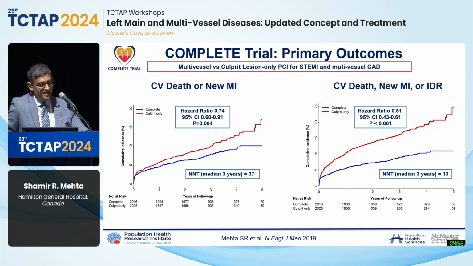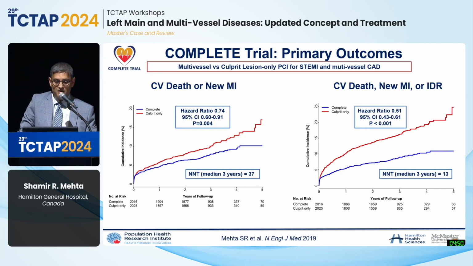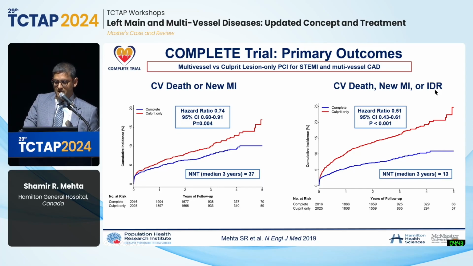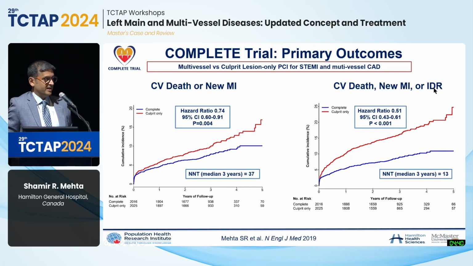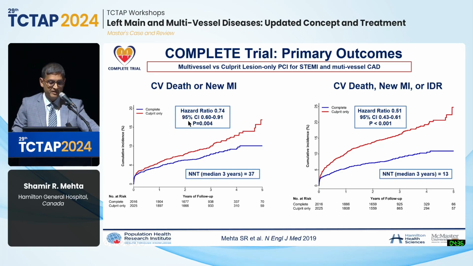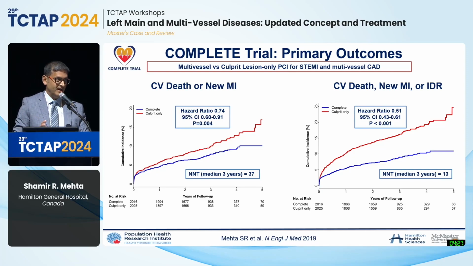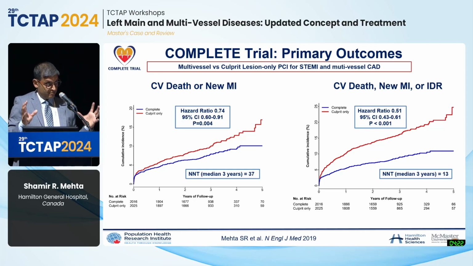In COMPLETE, we did angiography-guided non-culprit lesion PCI as a staged procedure. We looked at hard clinical outcomes: CV death or new MI, and CV death, new MI, or ischemia-driven revascularization. We had 130 centers from around the world, and this was more than 4,000 patients, and we showed a benefit of complete revascularization when you're able to do this and do it well. In this trial, we had more than 90% complete revascularization. I think it's really important to look in these trials at the proportion of patients that actually achieve complete revascularization.